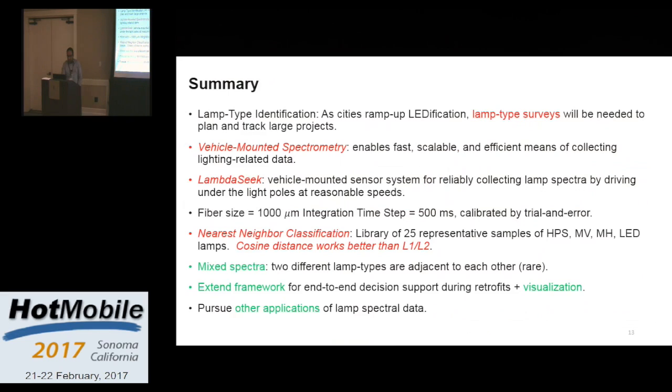Finally, I'll just leave this open. This is the summary of the slide. So lamp type surveys are needed by cities. They are not doing it very well today. Vehicle mounted spectrometry is one way to go about doing it. We have worked out the engineering parameters that are needed for the spectrometer to work. These signatures are really different from each other, so classification is not a problem as long as your system can collect reliable, good quality data. And there are many interesting things that we can do with something like this.